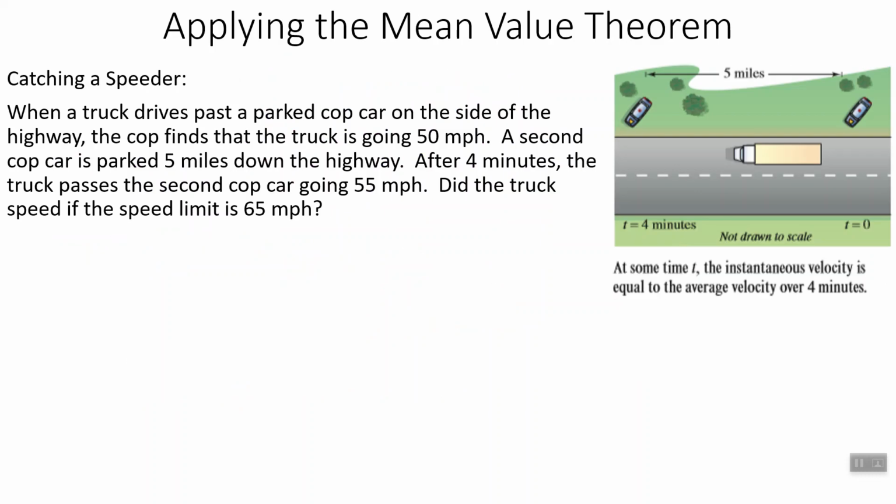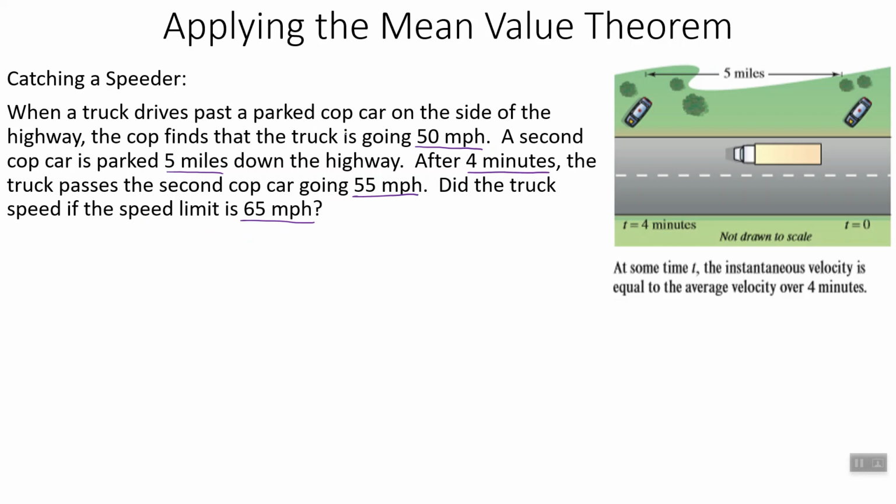All right, so applying this. Let's see if we can catch a speeder. When a truck drives past a parked cop car on the side of the highway, the cop finds the truck is going 50 miles per hour. A second cop car is parked 5 miles down the highway. After 4 minutes, the truck passes the second cop car going 55 miles an hour. Did the truck speed if the speed limit is 65?